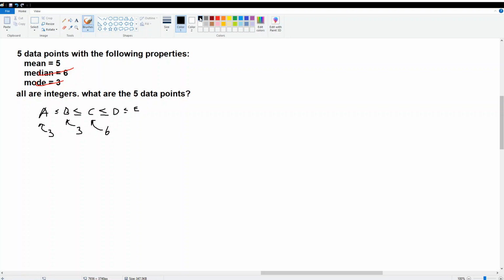Now, at this point, you might say, we're screwed. We have the mean, but we're missing 2 data points. You done pranked us. No, I didn't. We're going to use some logic here.